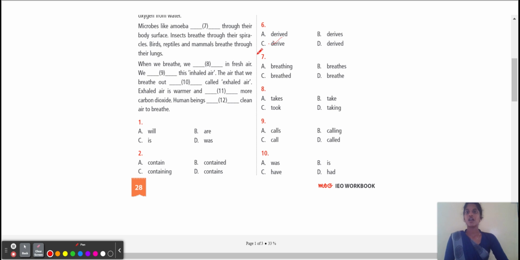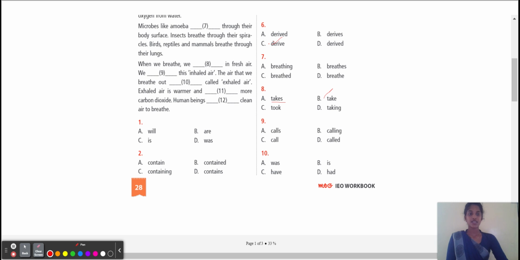Seventh question: microbes like amoeba dash through their body surfaces. Here the question says microbes like amoeba. Amoeba is a singular thing, so here takes is the correct option. Why? Because the subject is singular, so you place the answer takes.